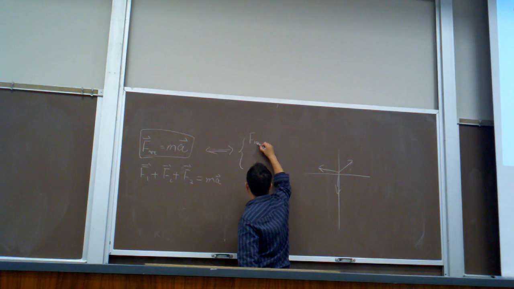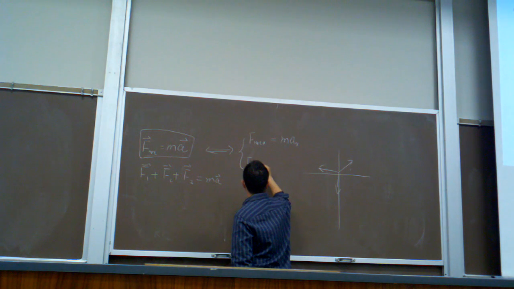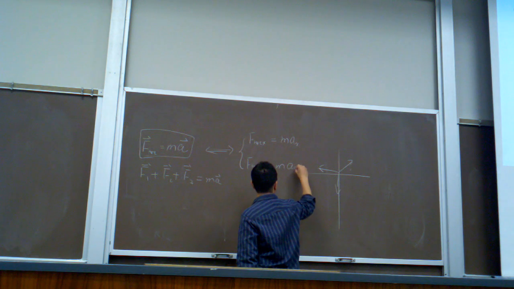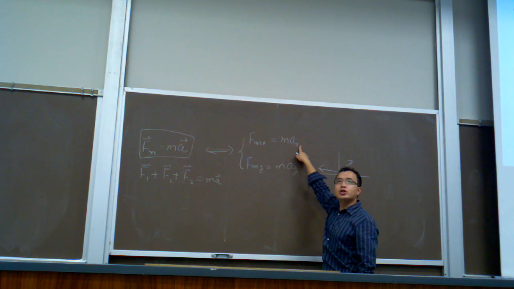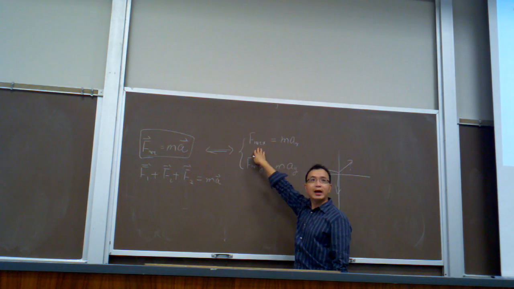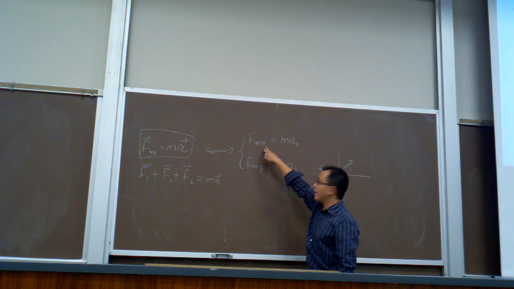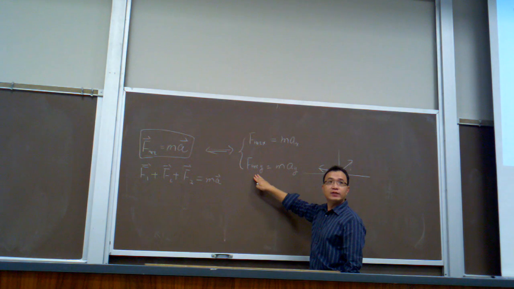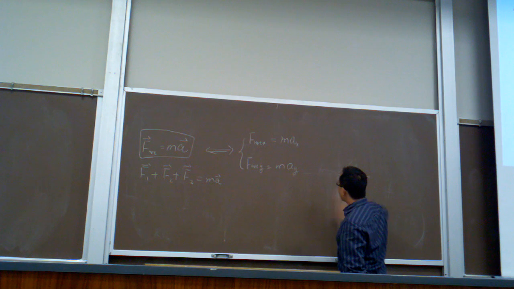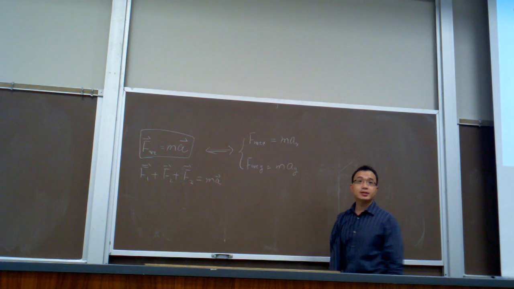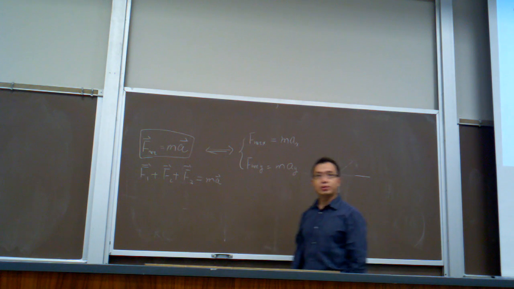So F net x equals max, F net y equals may. So what happens is that the acceleration along the x direction, ax, is totally determined by F net x, and ay is totally determined by F net y. So there is no mixing. F net x wouldn't affect ay, and F net y wouldn't affect ax. So you can deal with them separately. And if you want to get the total acceleration, then you need to combine ax and ay by the vector rule. Basically it means you have to do the square root of ax squared plus ay squared.